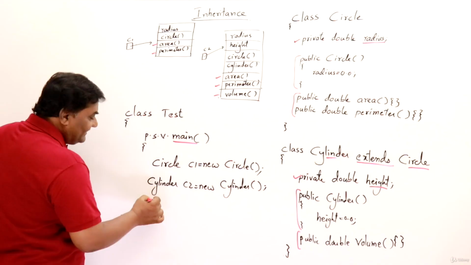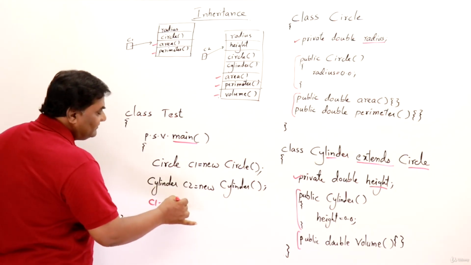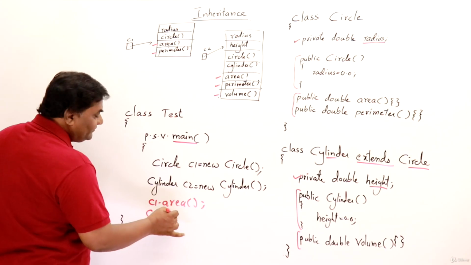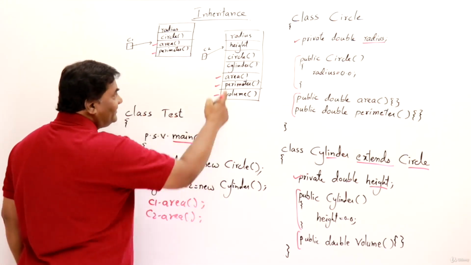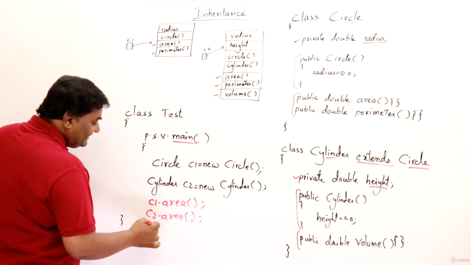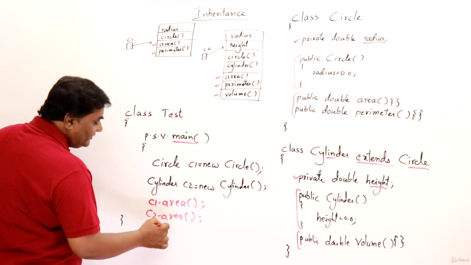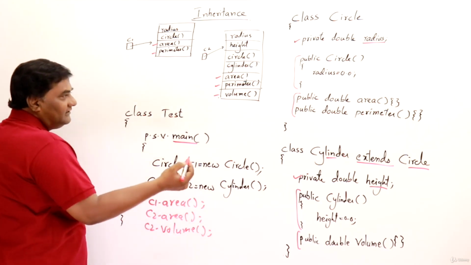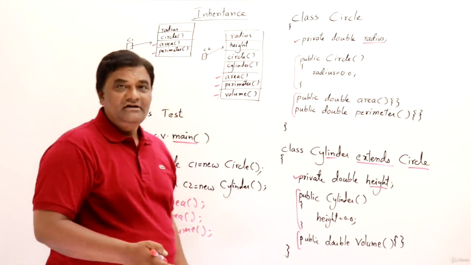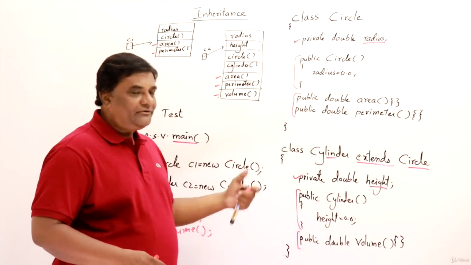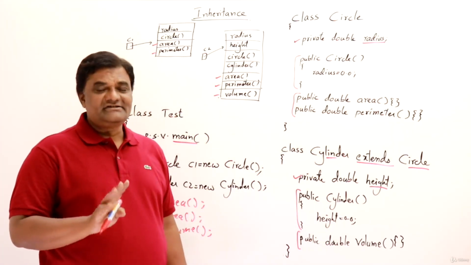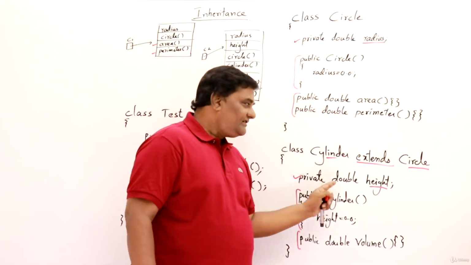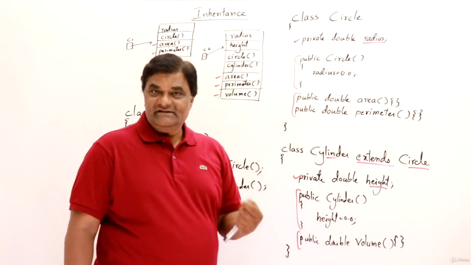So it means I can say C1.area. I can say C2.area also, it's also having this one. Then I can say C2.volume also. I can use everything. So that's it. This is sufficient for understanding inheritance. Inheritance means a class is acquiring the features of an existing class. So Cylinder is acquiring the features of Circle.